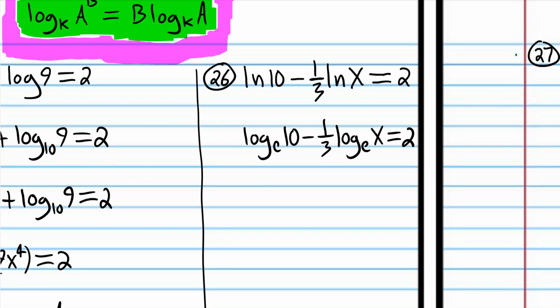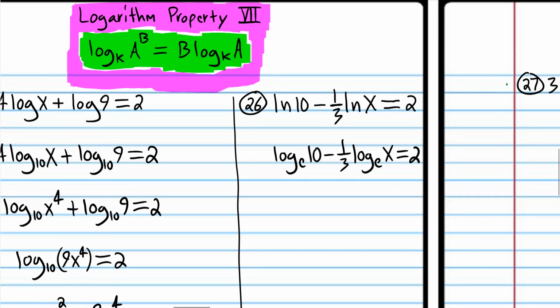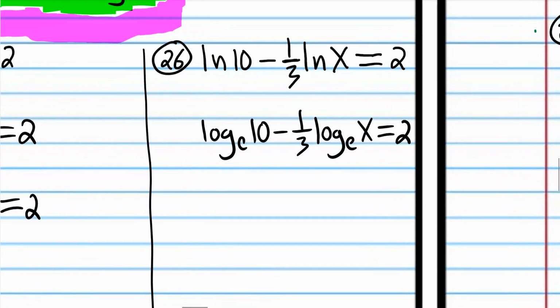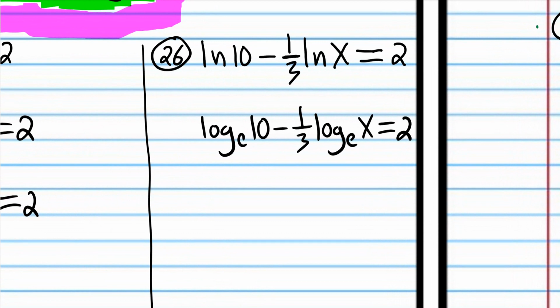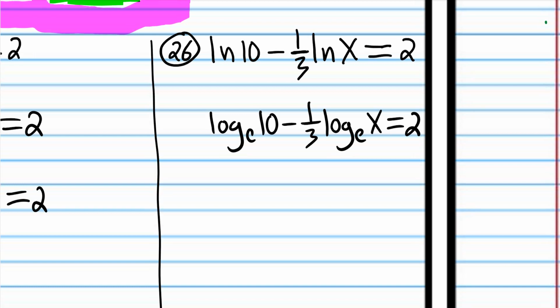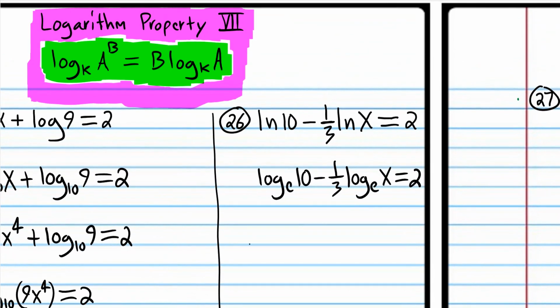So now we want to simplify this equation so we can solve it, and we want to combine the logarithms into one logarithm, but we can't do that because this 1/3 is preventing us. It's not part of logarithm property 6. There's no coefficient in logarithm property 6, so we don't know what to do, but we can use this property up here, logarithm property 7, to take that 1/3 and throw it up so it becomes an exponent.